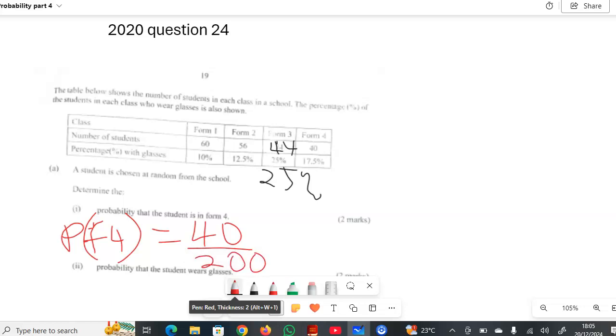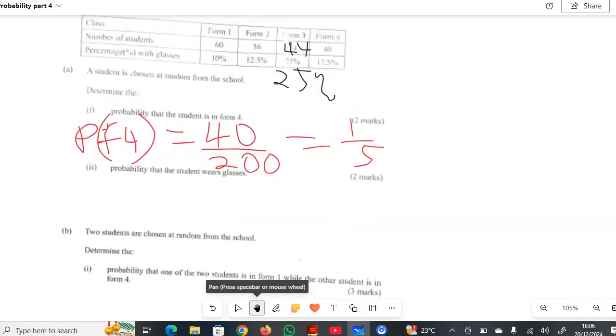So that is the probability, and you can simplify that one to 41 by 45. So it is a fifth. Now number 2(a): the probability that the student wears glasses.